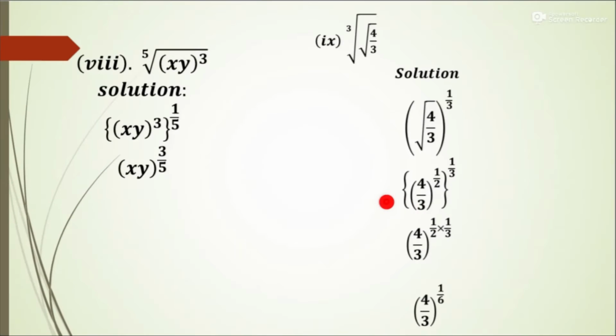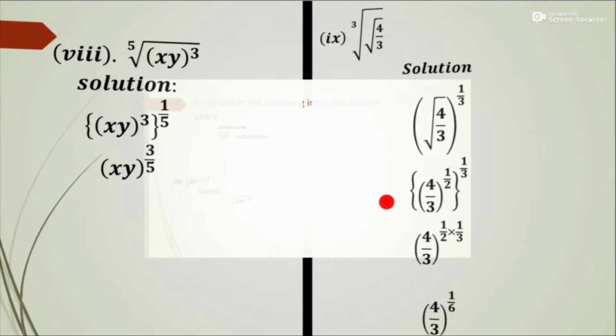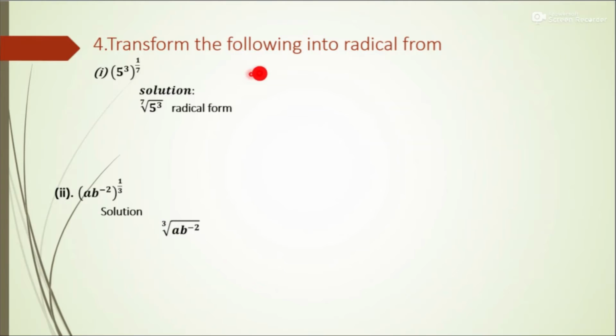Okay, now again, in question number 4, transfer the following into radical form. This is the exponential form. We know that 1 upon 7 is equal, in radical form, to the root of 7, as it is the same number. Now again we will change into radical form. First of all, 1 upon 3 is equal to root of 3. This is the radical form.